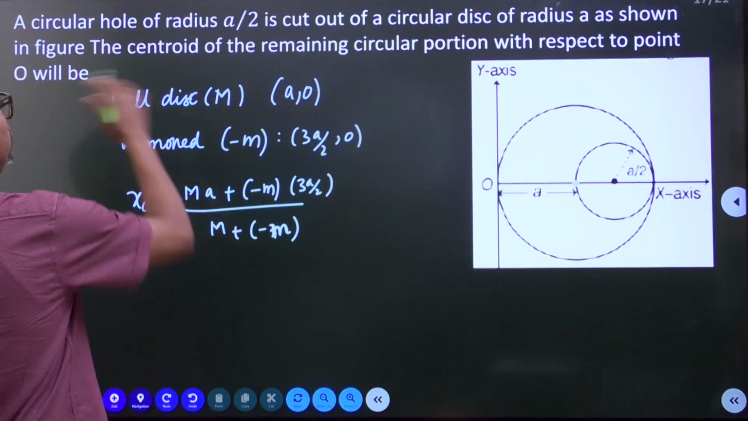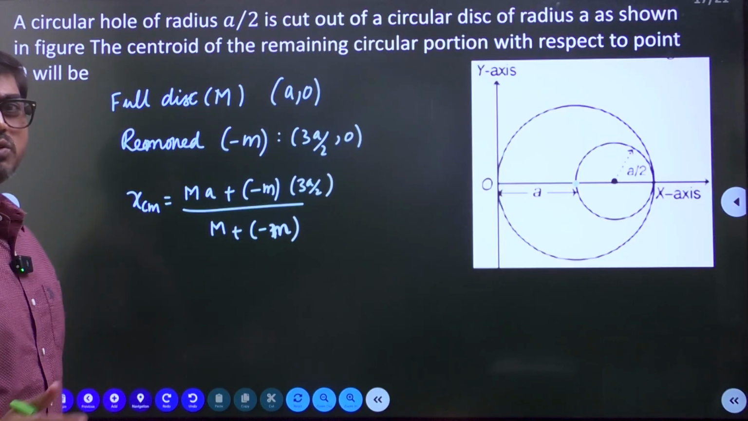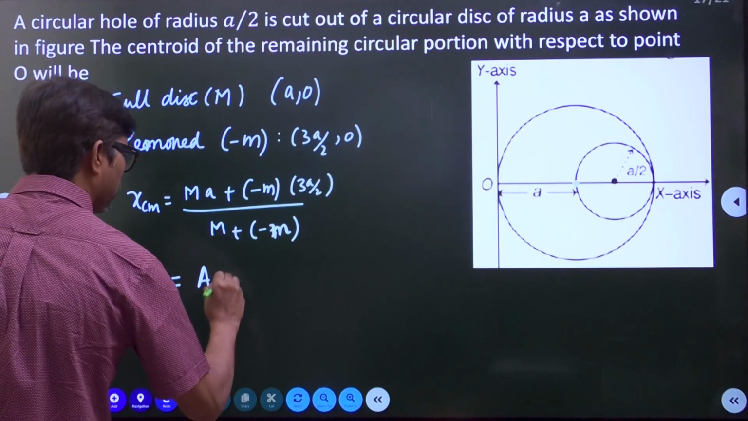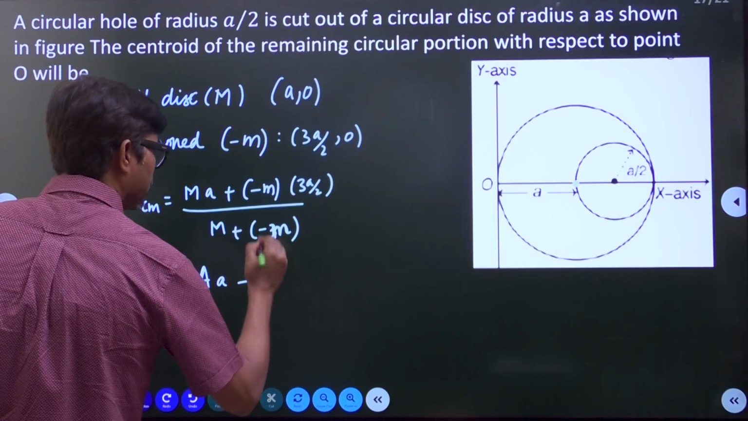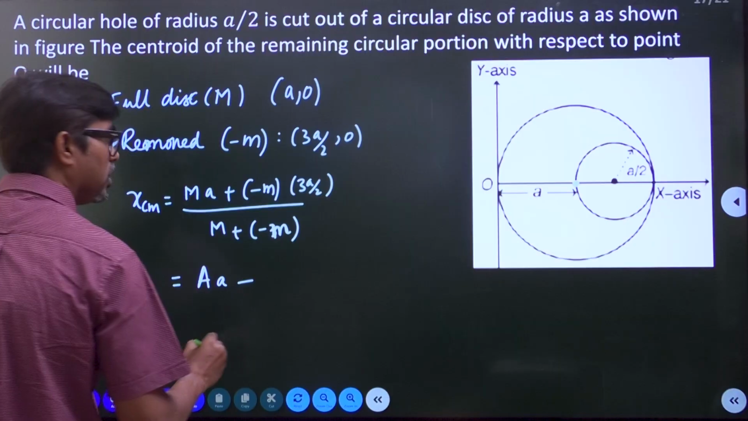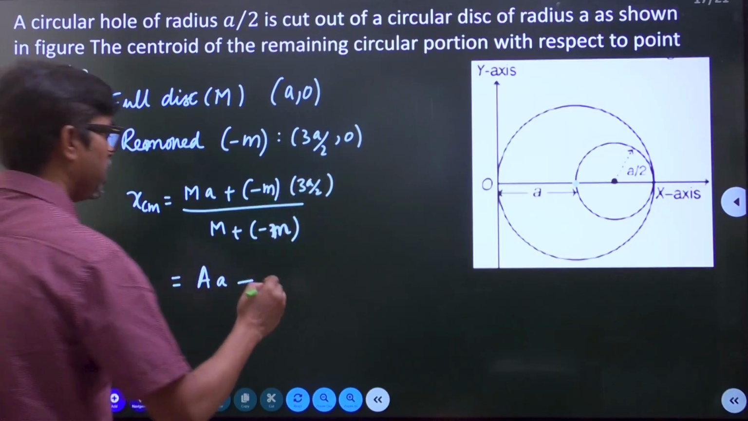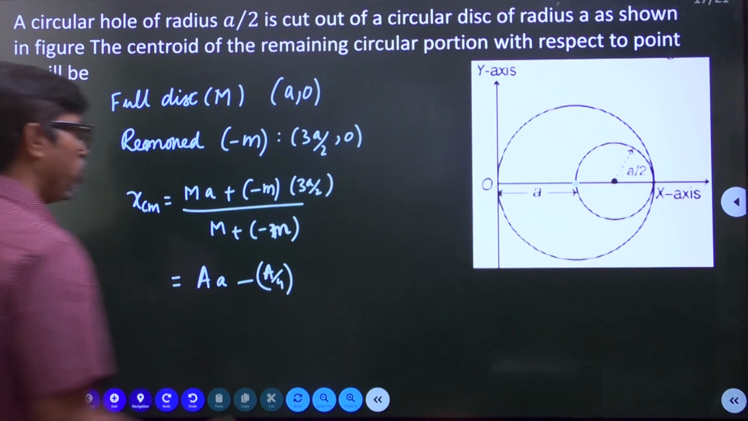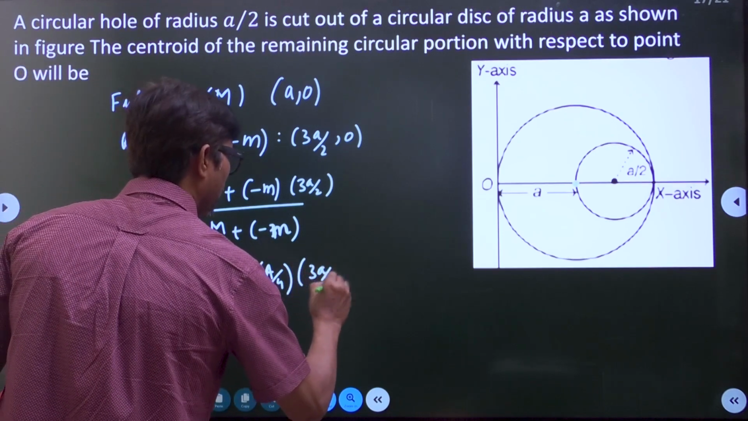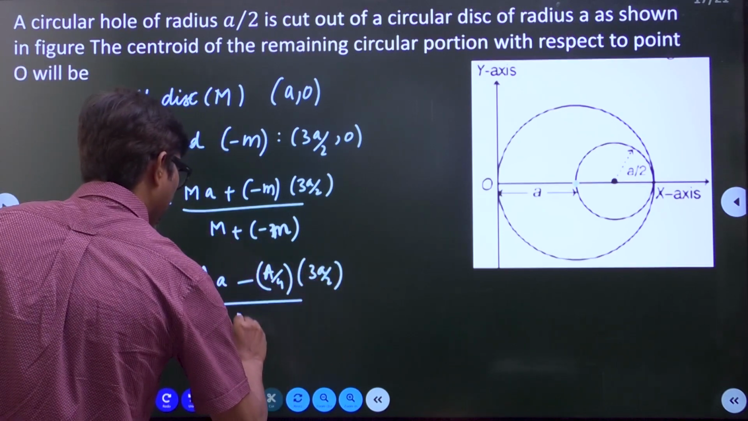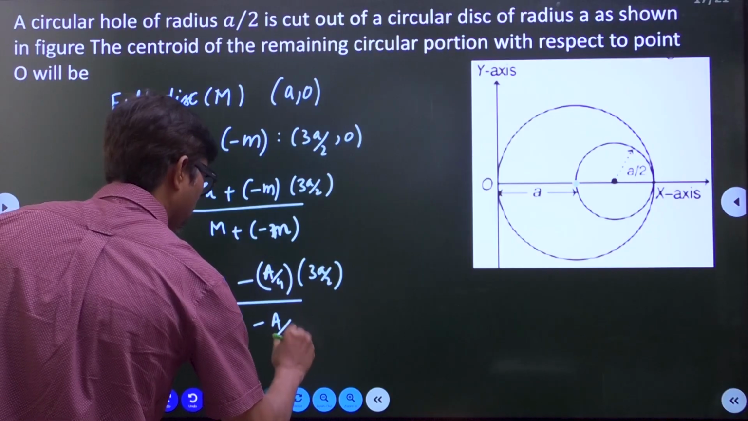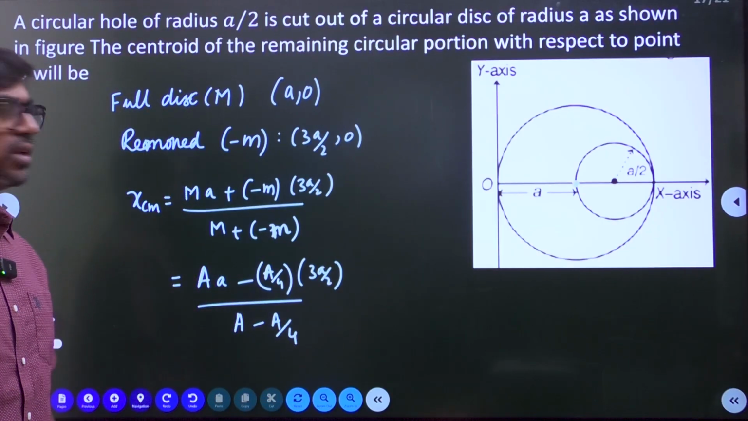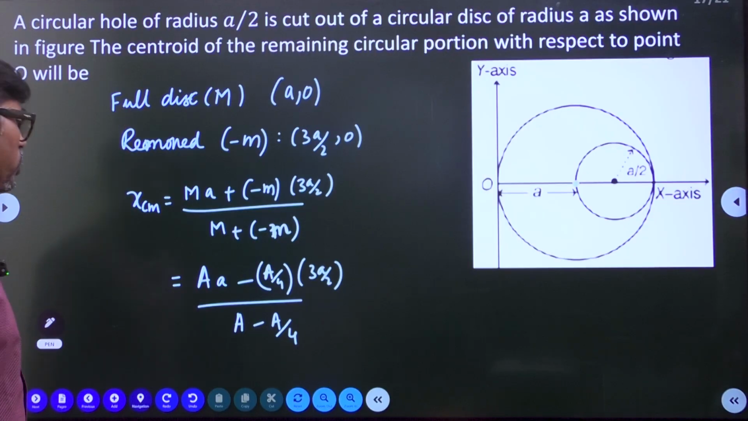And you know that it is a uniform circular plate. That means mass will be proportional to area. This can also be written as capital A into small a minus, what is that area? So when the radius is half, the area becomes a by 4. All right, a by 4 into 3a by 2, divided by a minus a by 4. I hope you understood. Area is proportional to radius square, so radius half means area becomes 1/4 there.